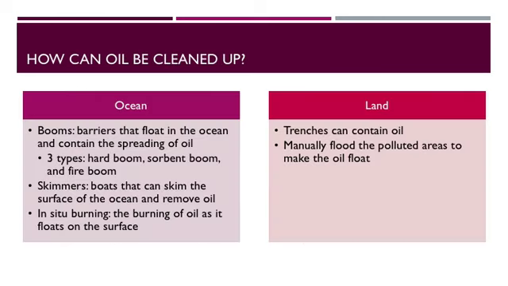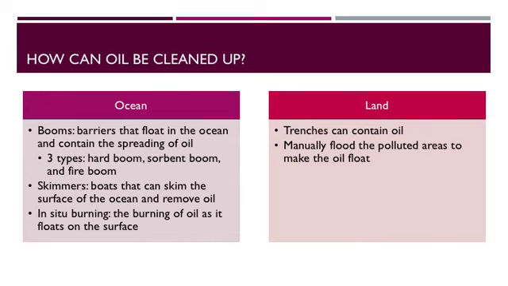So how can oil be cleaned up? In the ocean, there are many techniques used to clean oil, such as booms, skimmers, and in situ burning. Booms are barriers that float in the ocean and contain the spreading of oil. There are three types: hard booms, which just keep the oil contained in one spot; sorbent booms, which absorb oil; and fire booms, which contain oil in order to burn it.